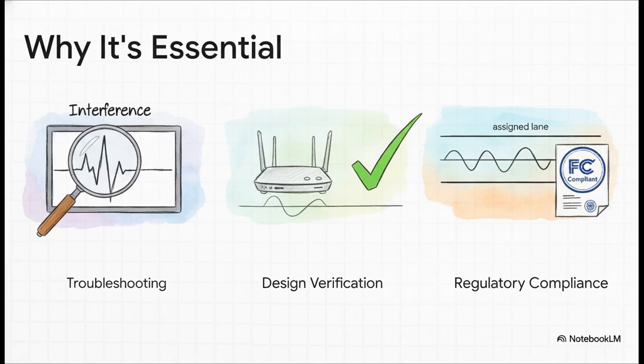So why does this matter so much? Well, it comes down to three huge things. First, troubleshooting. When your signal is acting up, the analyzer is like a detective's magnifying glass, letting you hunt down rogue interference or find a piece of broken gear. Second, design verification. If you're an engineer building a new phone, you use this to prove it's actually working the way you designed it. And third, and this is a big one, regulatory compliance. You have to prove to the government that your signals are clean and staying in their lane, otherwise you could be facing some massive fines.